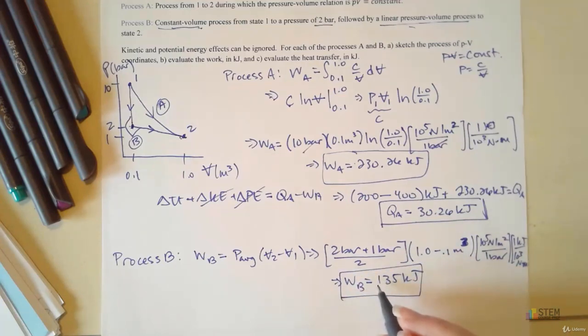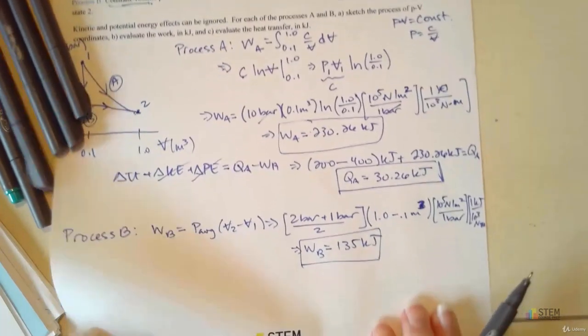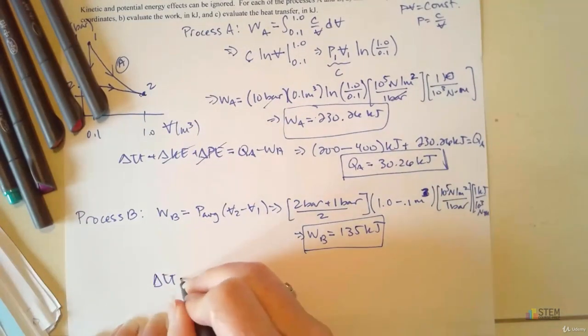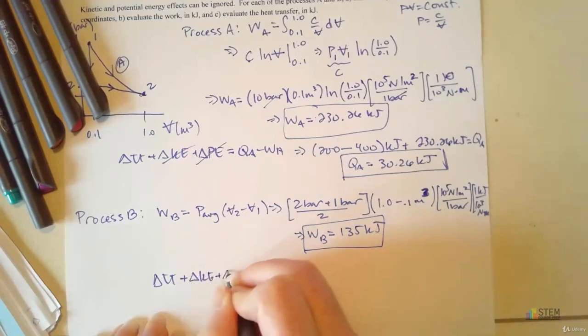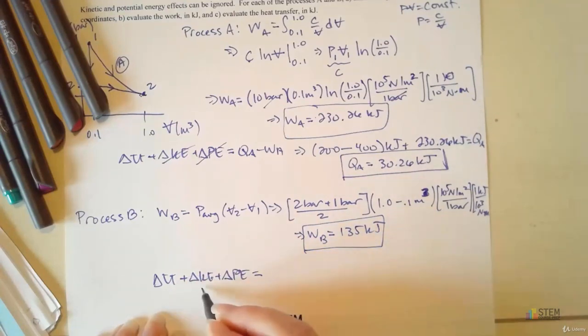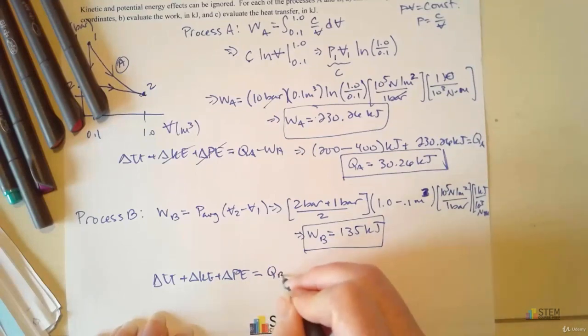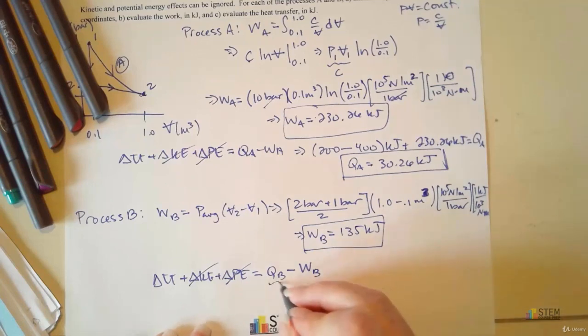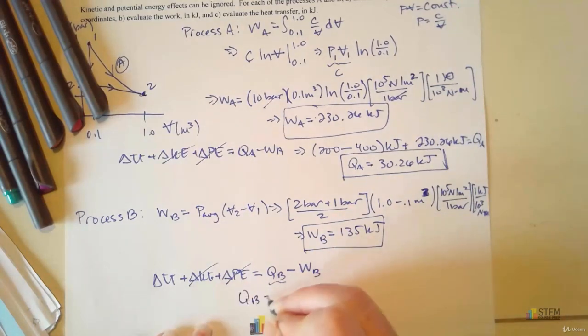This is positive, so work was done on, or actually work was done by the system. All right, so if it's positive, it's done by the system. Now we need to find QB. You're going to go to your energy balance equation for that one. So let's write that out. Delta U plus delta KE plus delta PE is going to equal QB minus WB. Now these go away, and then just solve for QB because we know this other information.